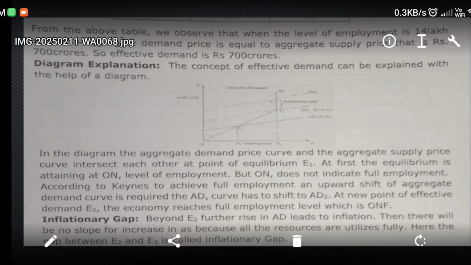So this is a very important question for public examinations. Very easy question, so you can easily draw the diagrams. Very important question.